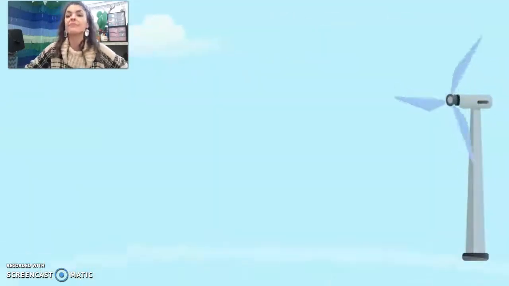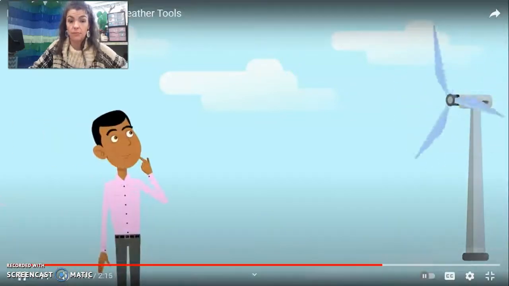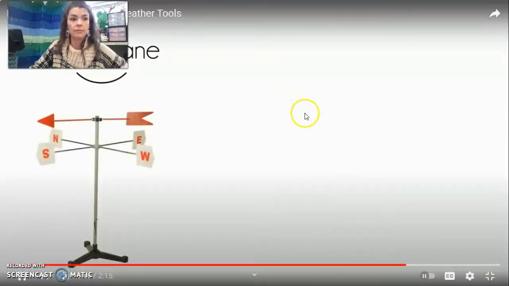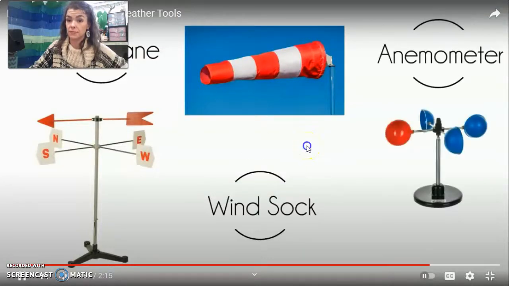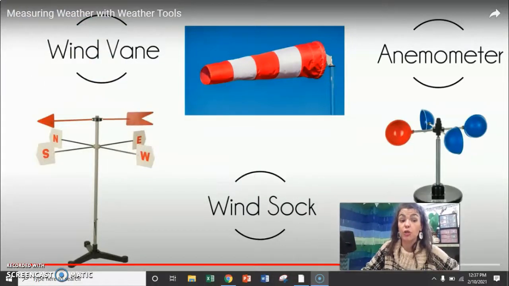Meteorologists also measure wind. The wind speed and direction can be measured. A wind vane or a wind sock measures the wind direction. An anemometer catches the wind in spinning cups to measure its speed. Here we have 3 tools to use for the wind.